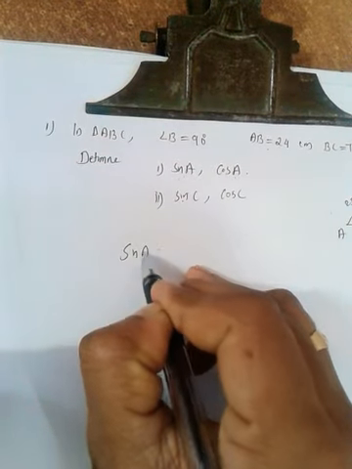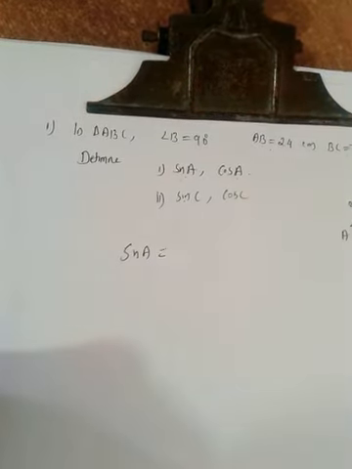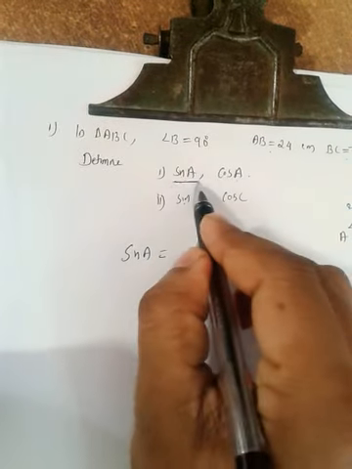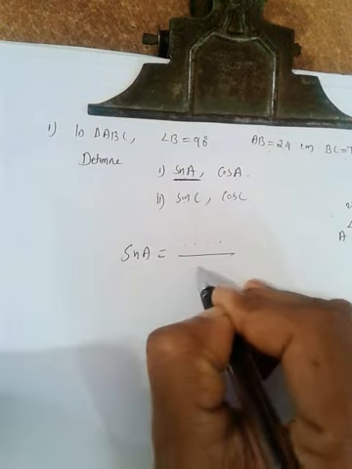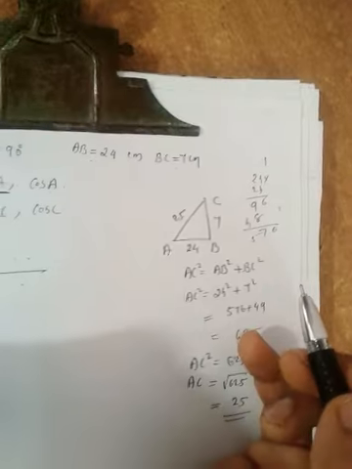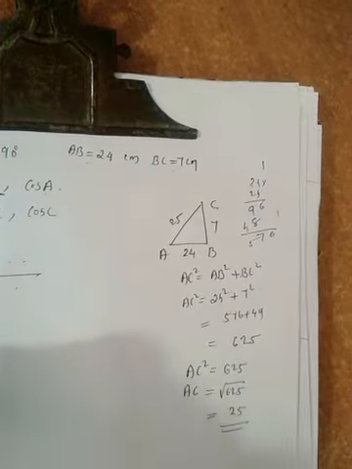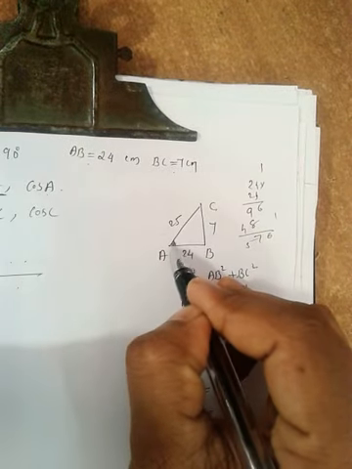Then now we can easily calculate the value of sine A. See, sine A. What is sine A? You're supposed to write the definition first. Here the question is to calculate sine A first. Sine A is the opposite side of A by the hypotenuse. See, from the figure it is very clear what the opposite side of A is. Here the angle we have to mark is A.